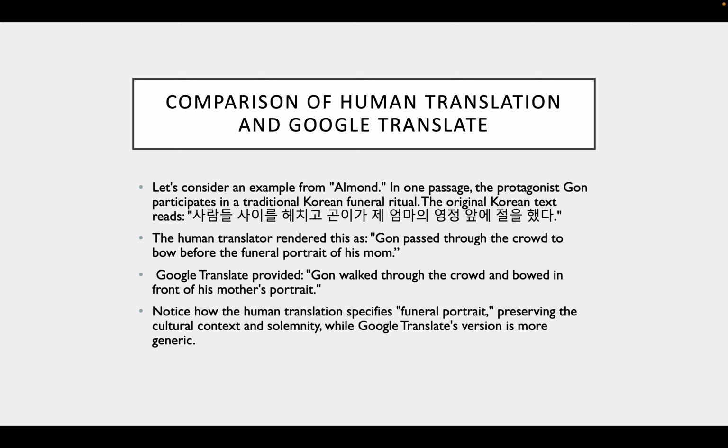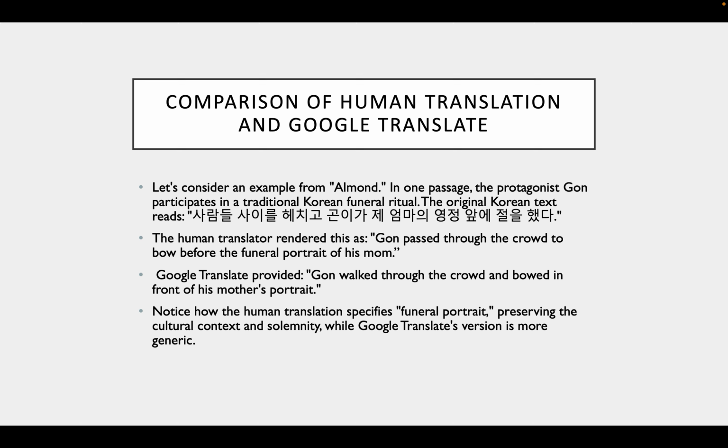The original Korean text reads, 사람들 사이를 해치고 고니가 제 엄마의 영정 앞에 절을 했다. The human translator rendered this as, "Gon passed through the crowd to bow before the funeral portrait of his mom." Google Translate provided, "Gon walked through the crowd and bowed in front of his mother's portrait." Notice how the human translation specifies funeral portrait, preserving the cultural context and solemnity, while Google Translate's version is more generic. This brings us to the strengths and limitations of each approach.